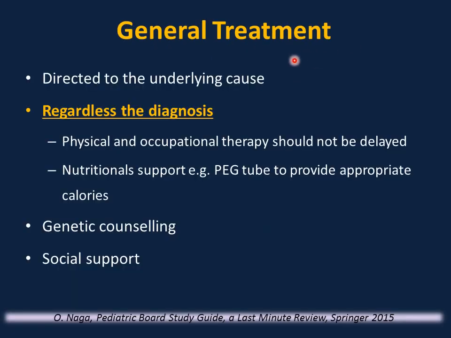General treatment of all cases of hypotonia is directed to the underlying cause. Regardless of the diagnosis, physical and occupational therapy should not be delayed for the final diagnosis. Nutritional support also should not be delayed, for example, inserting a G-tube to provide appropriate calories, along with genetic counseling and social support.